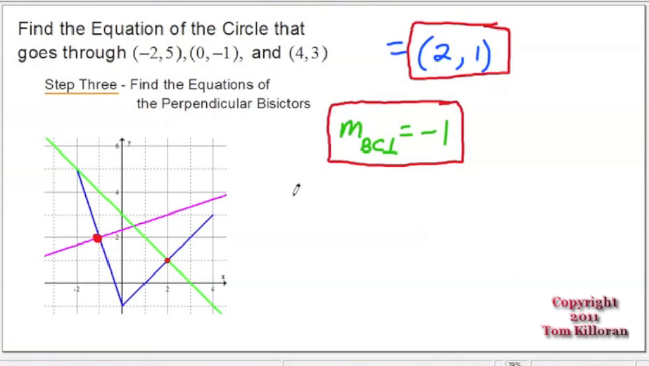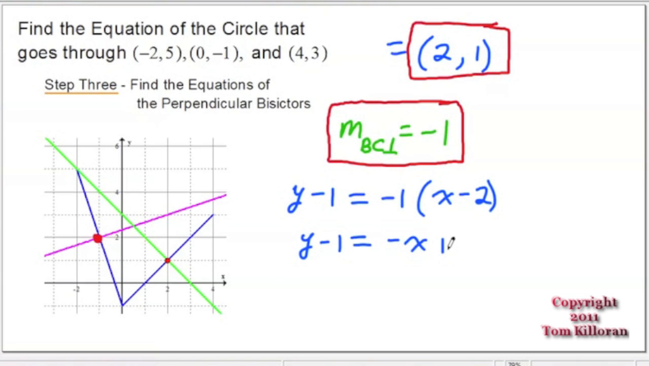Alright, and we do the same thing. We're going to go y minus y sub 1, which is 1 in this case, is equal to the perpendicular slope of -1, x minus the x coordinate, which is 2 from our midpoint. And we can solve this one also for y. So we're going to get y minus 1 equals negative x plus 2, and add 1 to both sides, and we'll get negative x plus 3. So this one is the equation for this line here. It's going through the point 2, 1, and it's perpendicular to my line segment BC.